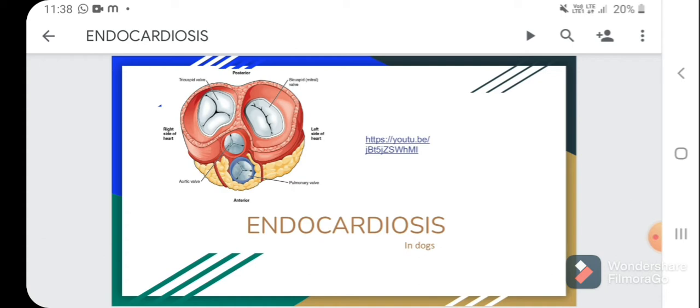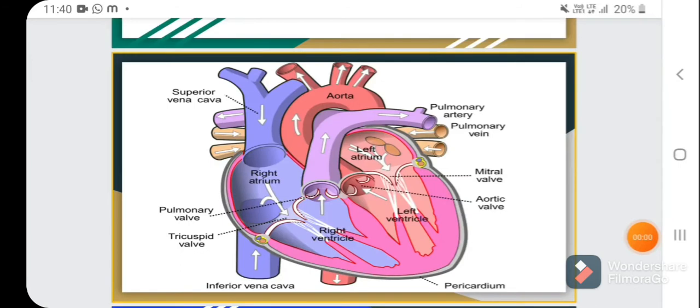So if you want to be a good clinician, it is very important to learn about this disease. Hopefully this information, that it is the most common cause of heart failure in dogs, is enough to hold your attention on this topic until the end. But before moving toward endocardiosis, I would like to discuss the structure and function of the heart. So let's study the basics of heart function and structure.